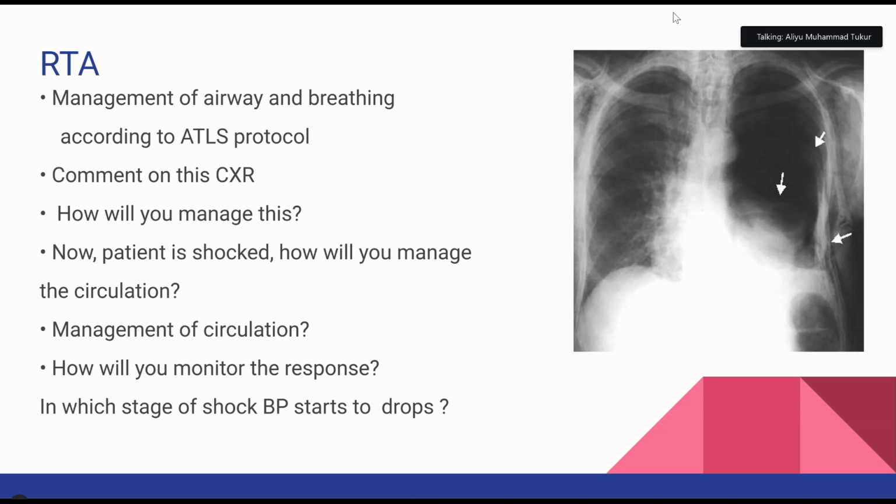Then urine output also; I will pass a catheter to monitor the urine output. I will aim at a urine output of 0.5 to 1 ml per kg per hour. So can you tell me in which stage of shock the blood pressure starts to drop? In stage 3 of hemorrhagic shock, the blood pressure starts to drop.